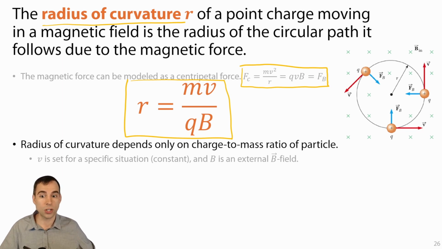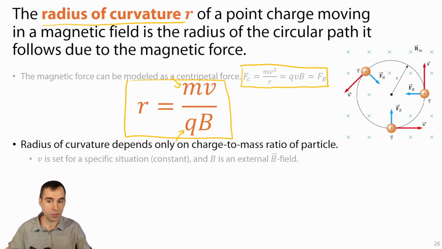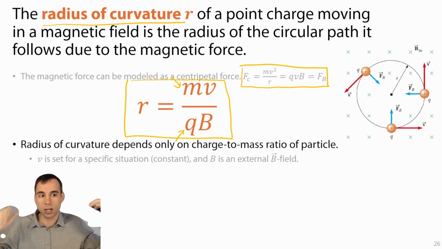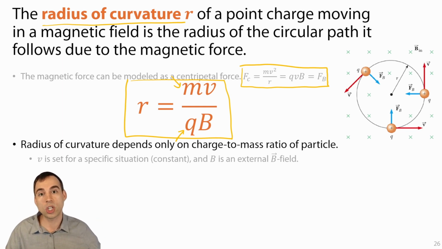This radius of curvature is strictly based on just the mass and the charge of the particle. Because remember, the velocity is essentially constant for some situation. When a particle is in a magnetic field, that velocity would be set and constant. And the magnetic field would be something that we would set in our experimental setup. So these are constant values, and all that would change the radius of curvature for a different particle would be the mass of that particle and the charge of that particle.